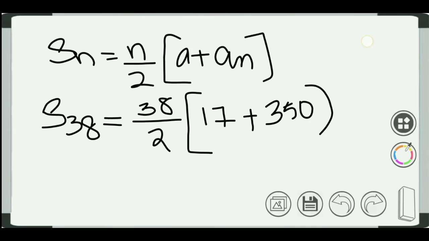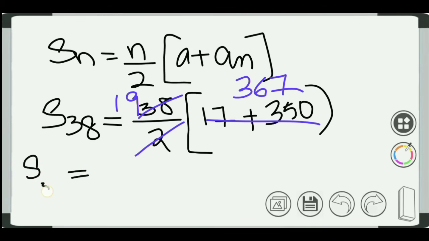Okay, you can solve this one. See, 38 divided by 2 is 19. 17 plus 350 you can write as 367. So S38 is equal to 19 into 367, which is equal to what?